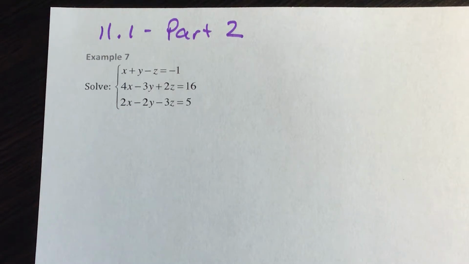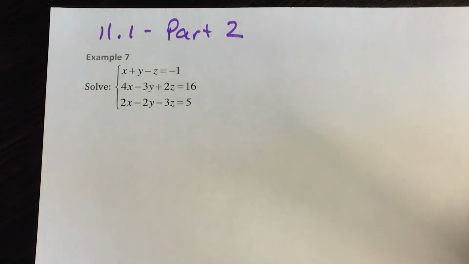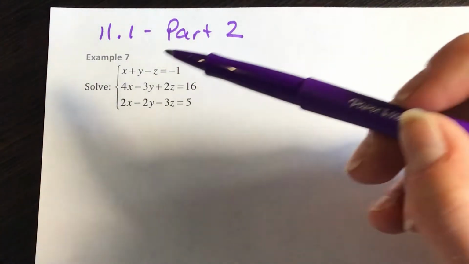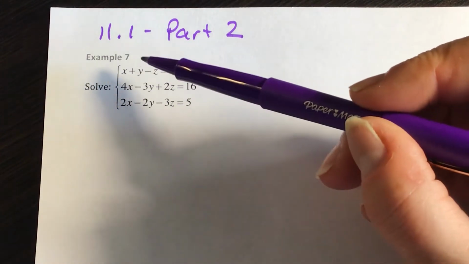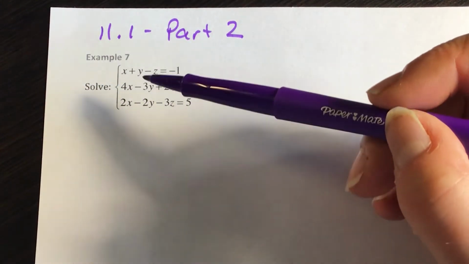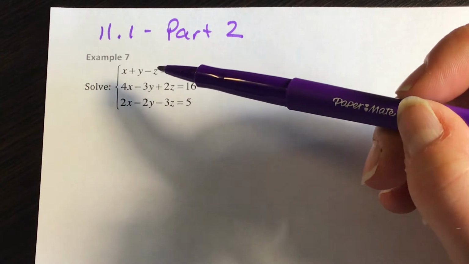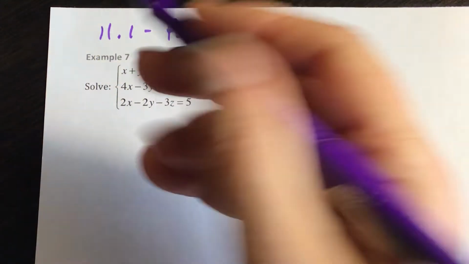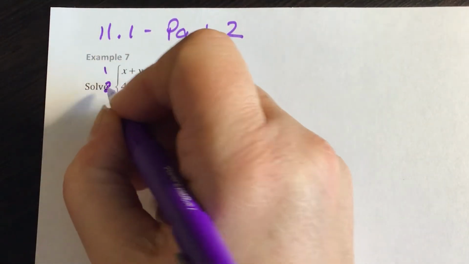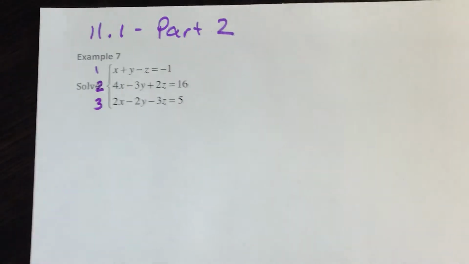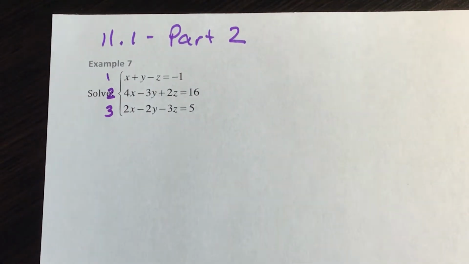I technically prefer, if I have three variables in each of my sentences, I like to use elimination. And if I look at this, it doesn't matter which variable I want to eliminate first. Okay, so usually I number these, numbers 1, 2, and 3. These are just the sentences or the equations.